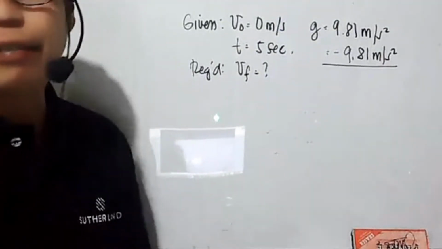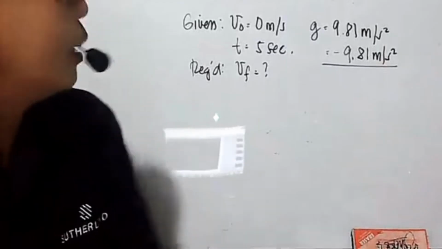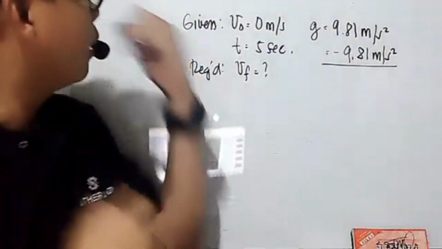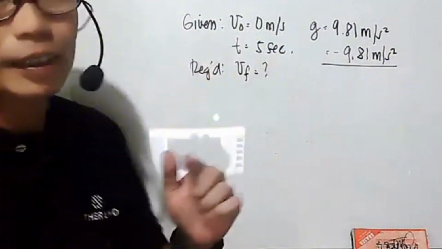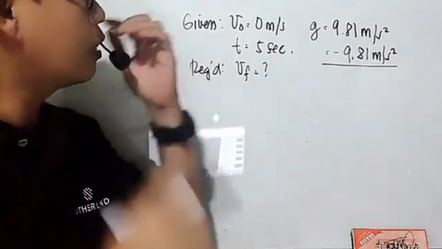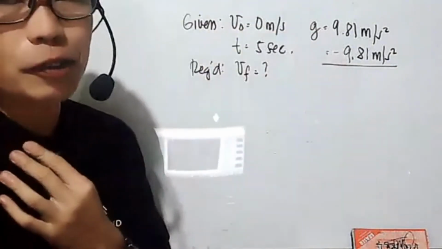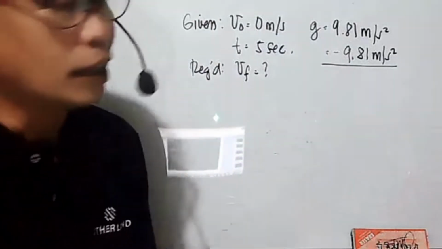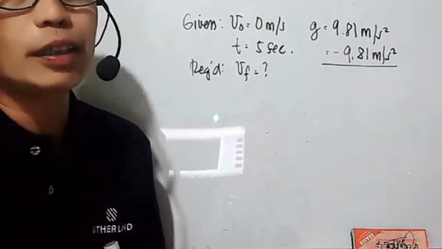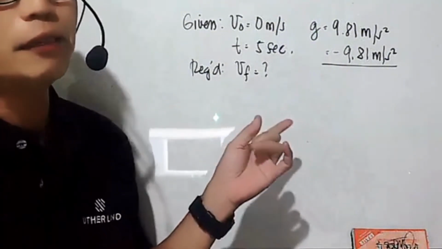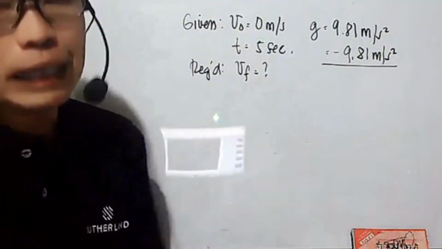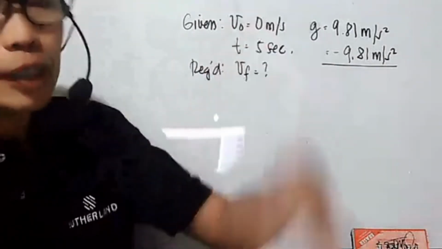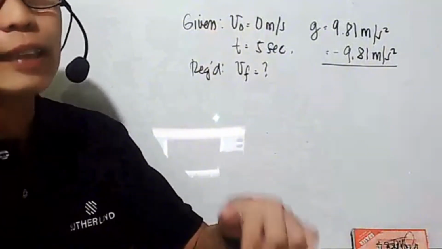Okay, so I've already written the given in the problem. First, your initial velocity is equal to 0 since it is from rest. Your time given is 5 seconds. Now G here has a value of 9.81 meters per second squared, the gravitational force. But the sign depends on the direction of the ball. We know that G is a vector quantity. If it's going up, meaning going to the positive y-axis, then the sign of your G is positive. If it's going down, going to the negative y-axis, then your sign is negative.